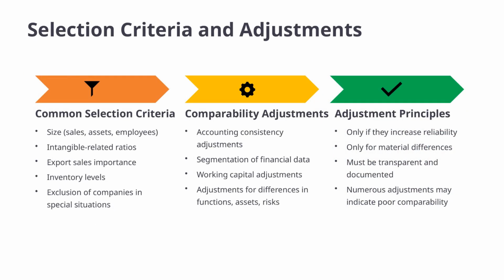Selection criteria include size, intangible-related ratios, and export sales importance. Exclude companies in special situations, such as startups, government entities, long-term loss-making companies, etc. Comparability adjustments focus on accounting consistency, financial data segmentation, and working capital. Adjustments should enhance reliability, address material differences, and be transparent. Adjustments should not be forced to meet the arm's length margin. Multiple adjustments may signal poor comparability and raise questions about the method chosen and the tested party margin.